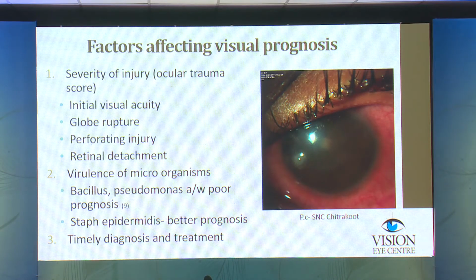Factors affecting visual prognosis. The most important factor is the severity of injury itself, which is decided by the ocular trauma score. The virulence of microorganisms, as already mentioned: Bacillus and Pseudomonas are associated with a poorer prognosis, Staph epidermidis with a relatively better prognosis. Also whether timely diagnosis and treatment has been initiated.